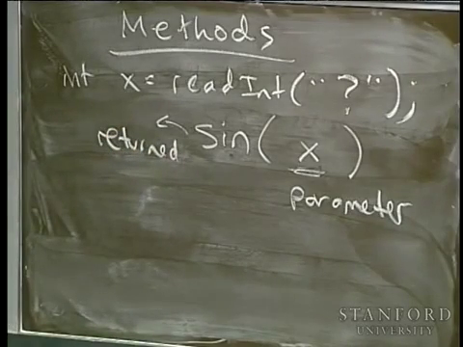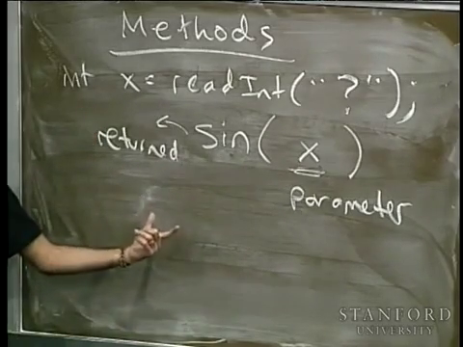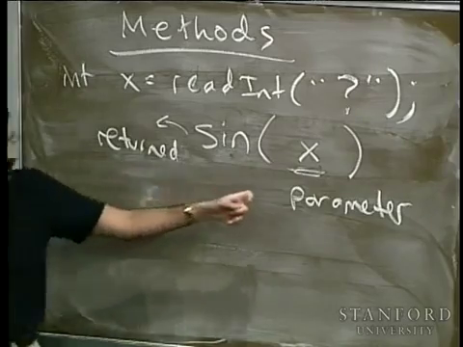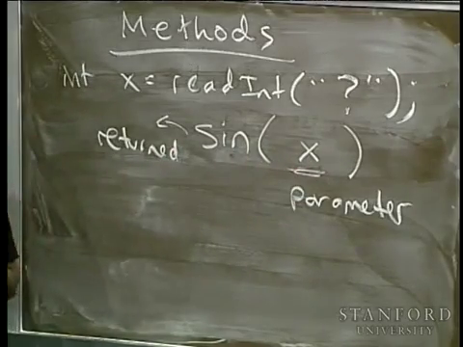That's the one bit of additional complexity that comes up with methods in the Java world as opposed to the Karel world. In the Karel world, you didn't have any parameters that went in and no values came out. In Java's world, you do.